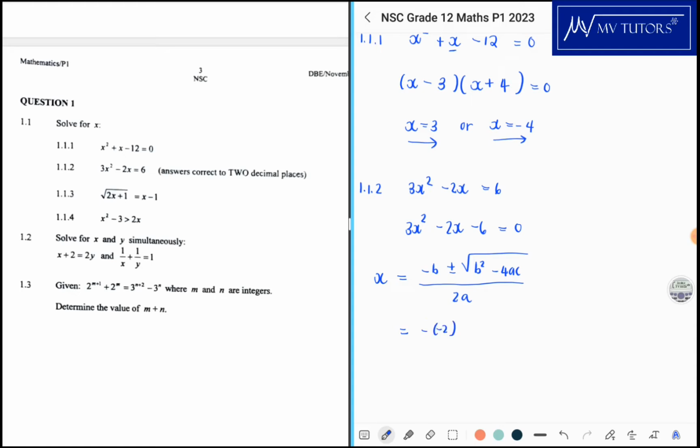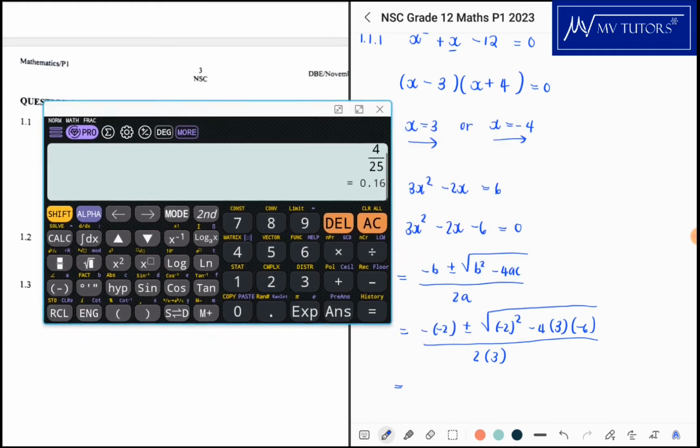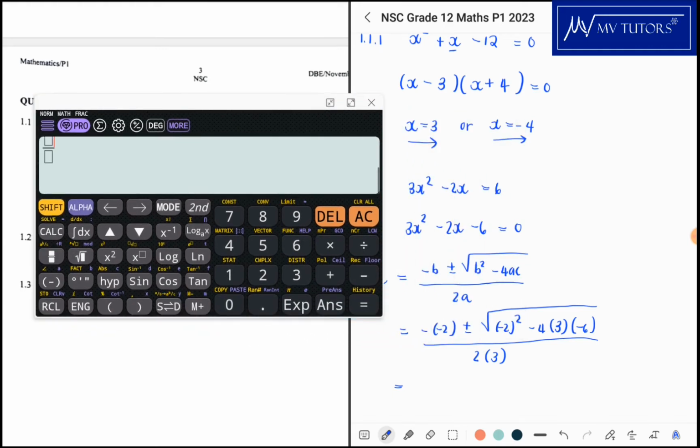So our b is minus 2. Please do not forget about that minus. So we have minus 2 squared minus 4, our a is 3 and our c is minus 6. Remember that square root? And we're dividing it by 2 times 3. So this is where we take out our calculators and put in the sum exactly as it is, especially for those using Casio.